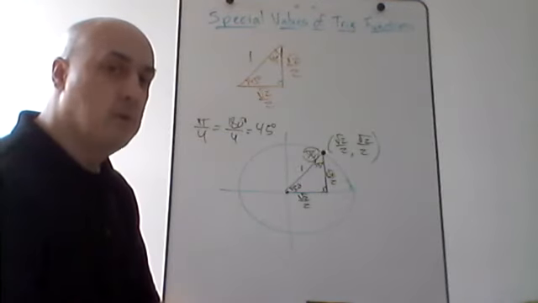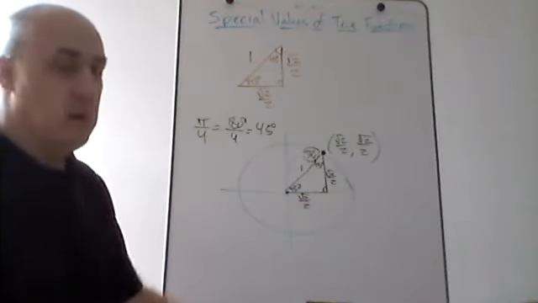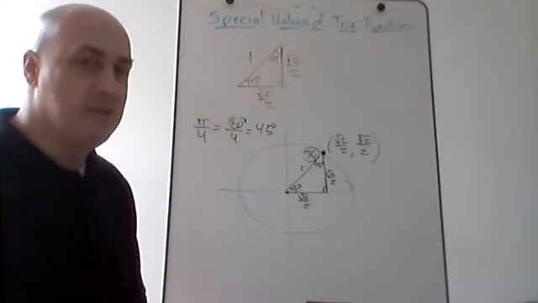I'm going to pause the recording here and erase this one, and then we're going to do something similar with a 30, 60, 90 triangle.